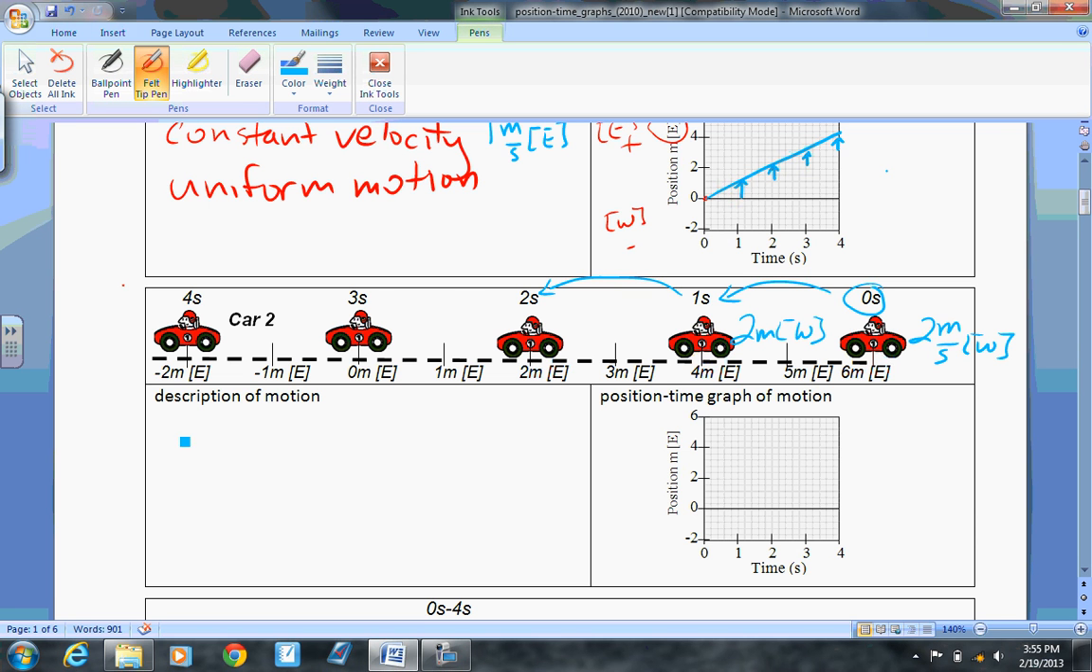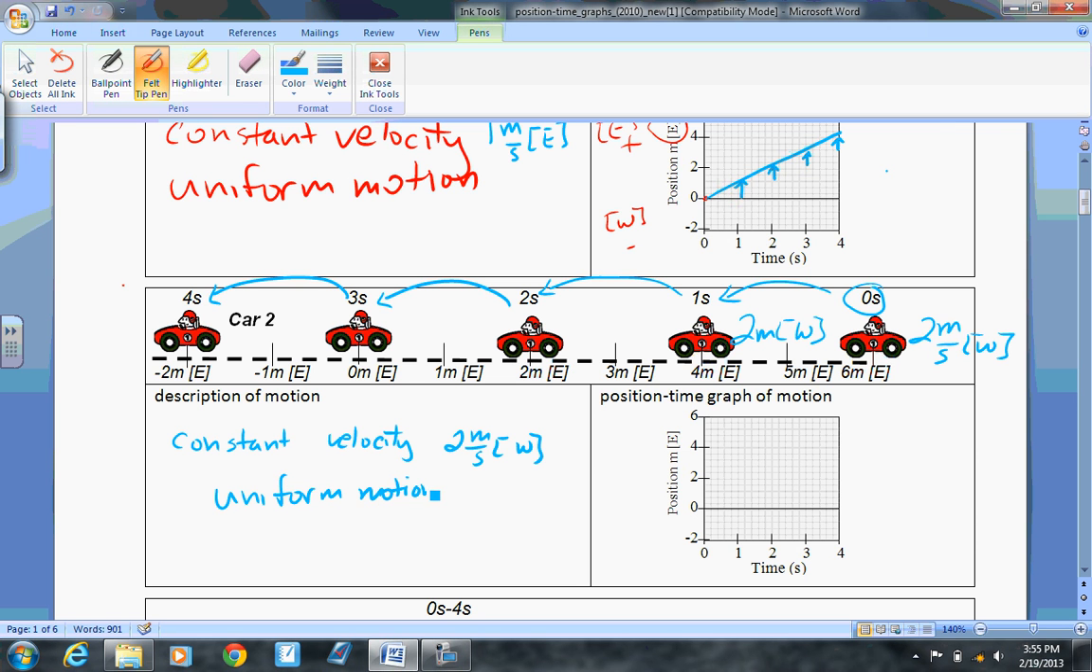And for the description of motion, again, we have a constant change. So every second, we'll have the same change in position. So I can say I got a constant velocity, and my velocity is 2 meters per second towards the west. We also say that this is a uniform motion. It's not changing.